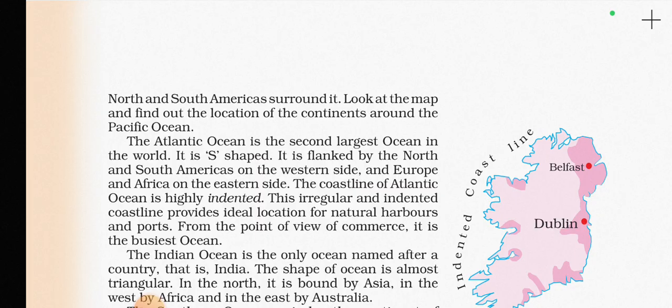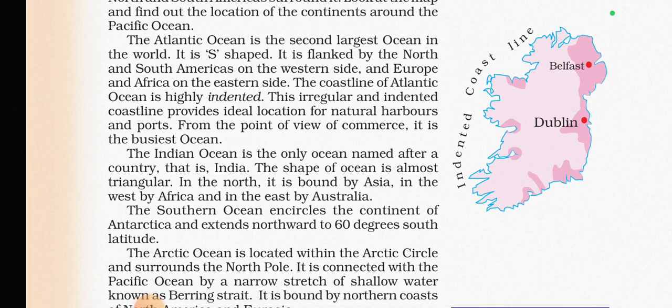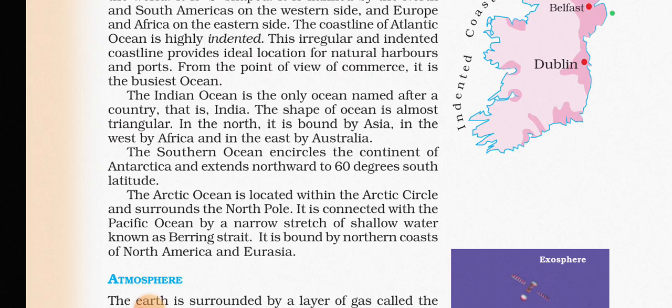And now moving ahead to the Indian Ocean. The Indian Ocean is the only ocean named after a country, that is India. The shape of the ocean is almost triangular. In the north it is bound by Asia, in the west by Africa, and in the east by Australia.